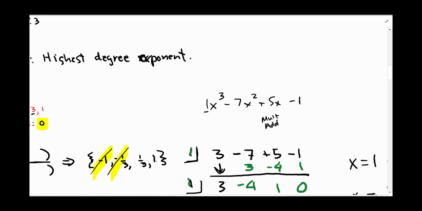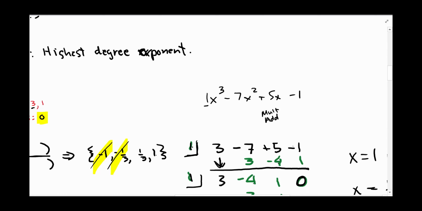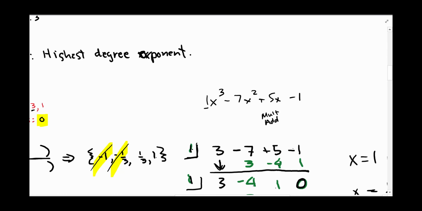So 1 times 3 is 3. So you have to put 3 right here. Negative 7 plus 3 is negative 4. 1 times negative 4 is negative 4. 5 plus negative 4 is 1. 1 times 1 is 1. Negative 1 plus 1 is 0. When 0 is the remainder, that means 1 is a factor. So I'm going to go ahead and put x is equal to 1. Well, and this is what we have left.